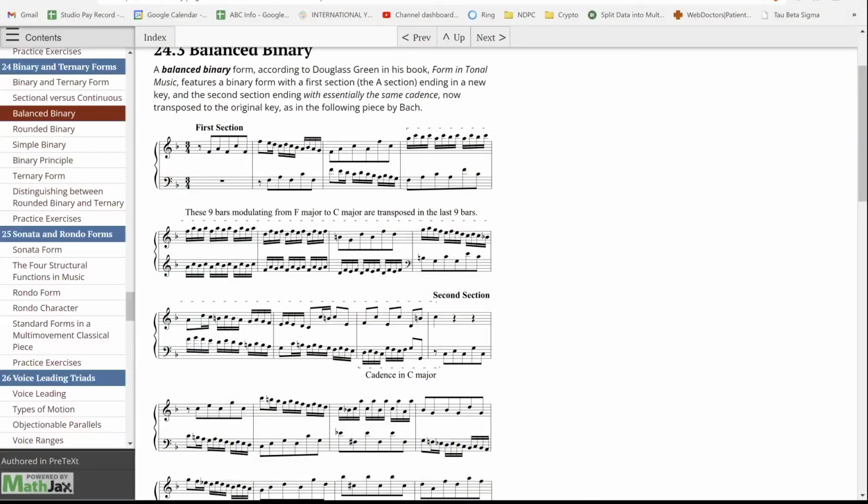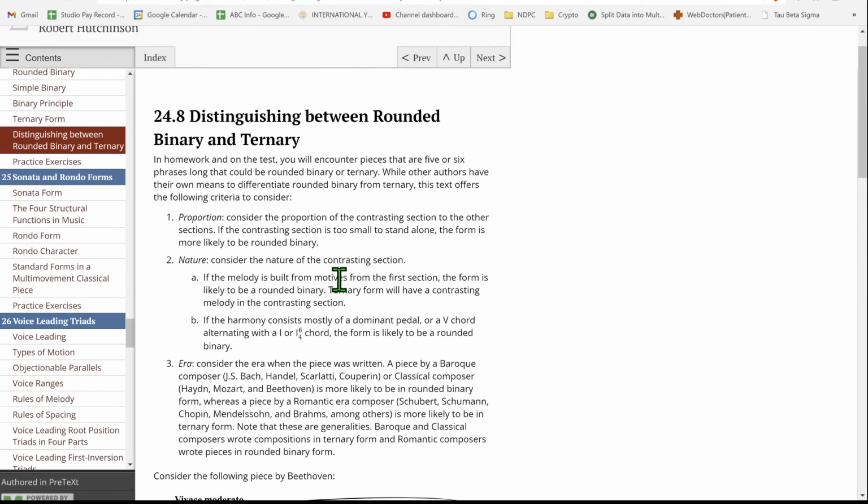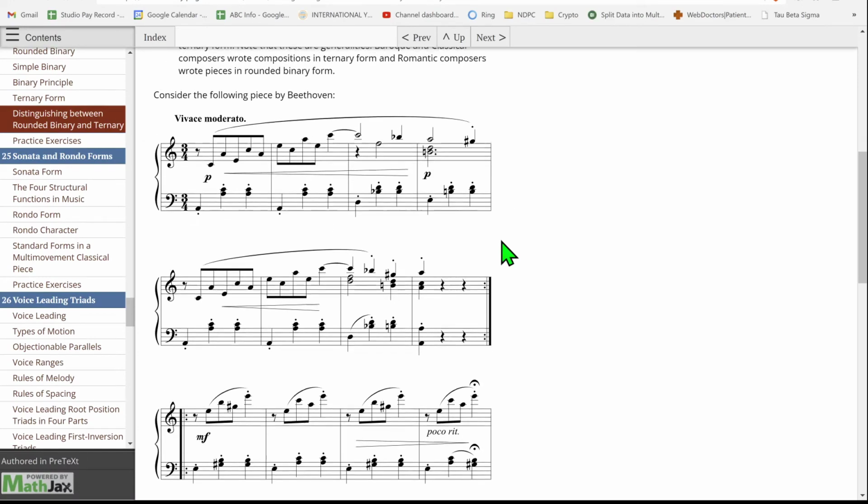I think I've got time to maybe cover one more topic. Let's see what's important to talk about here. Rounded binary versus ternary form. This is something that confuses a lot of people, so let's talk about that. Distinguishing between rounded binary and ternary form. I think the explanation they use here is a little confusing too. I'll make it very simple for you.